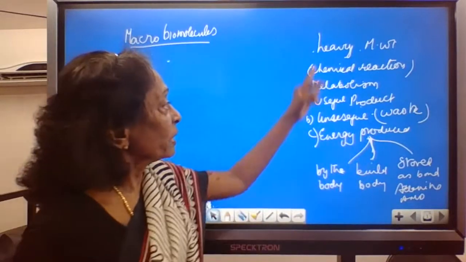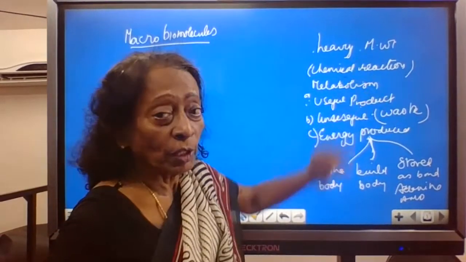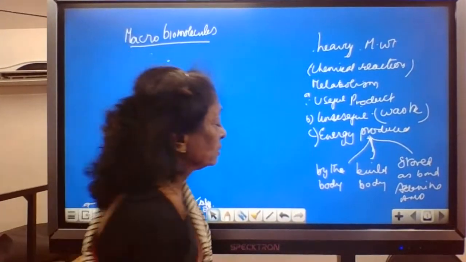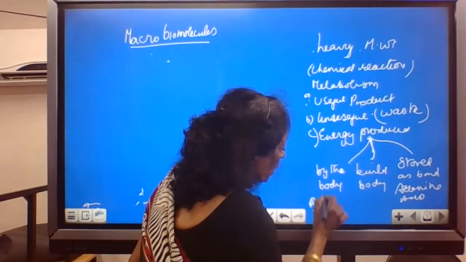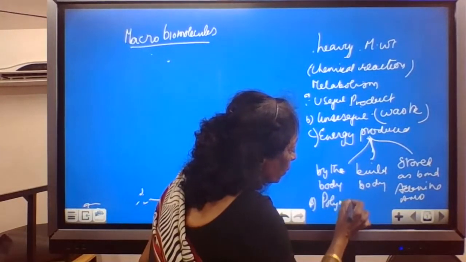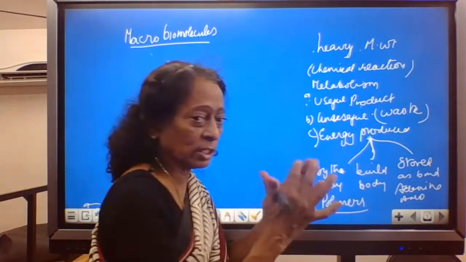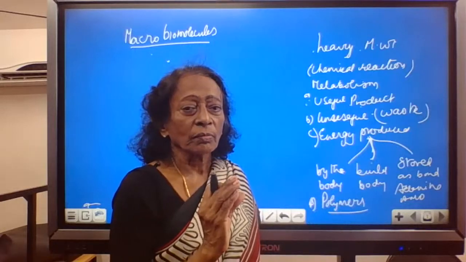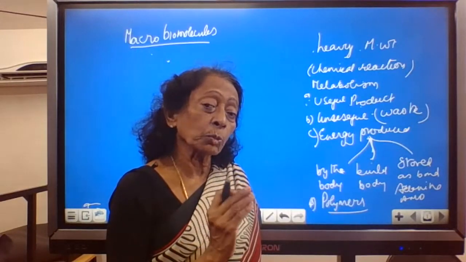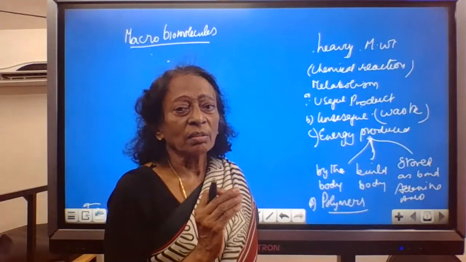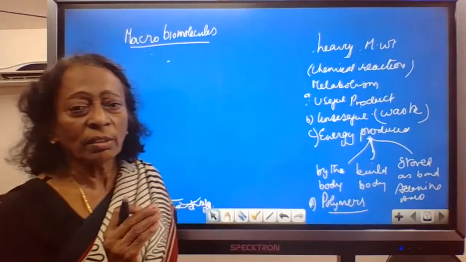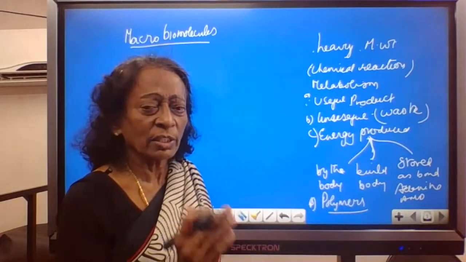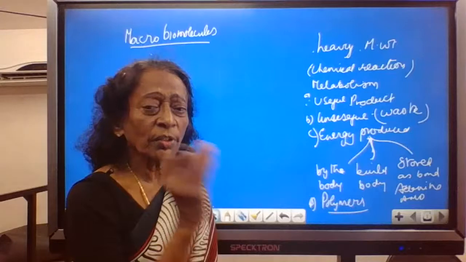So the energy produced by these are the properties of your biomolecules. The most important property is that they are polymers. We are only focusing on the fact that they are polymers. What are polymers? Larger units made up of smaller similar units. That's all. The smaller ones should be similar; similarity should be there in one way or other. Sometimes dissimilar things can also be combined together, but polymers are larger units made up of smaller units. The smaller units are called monomers.